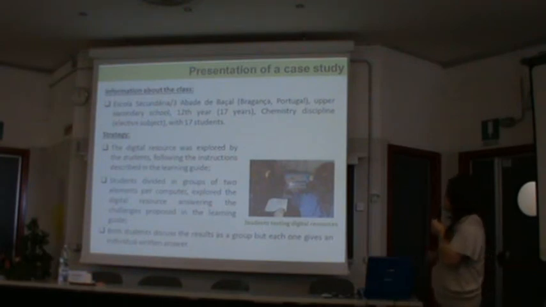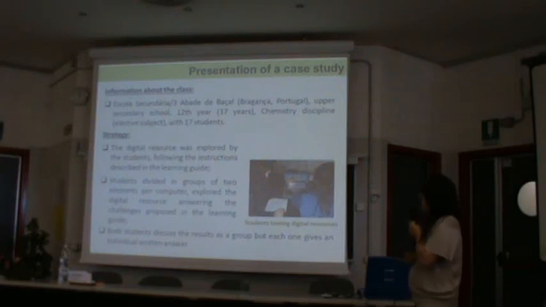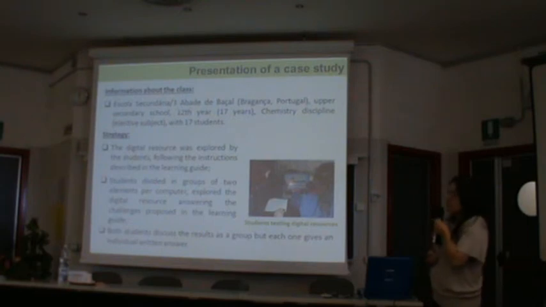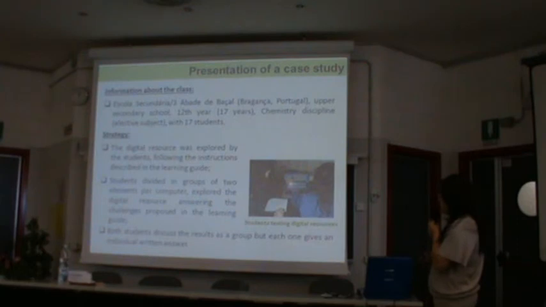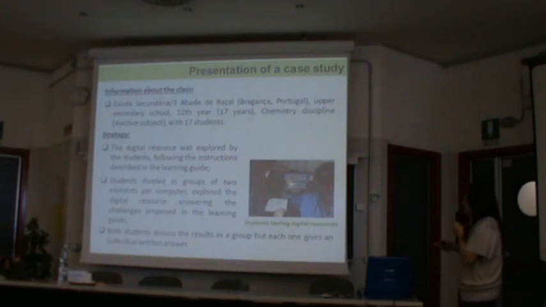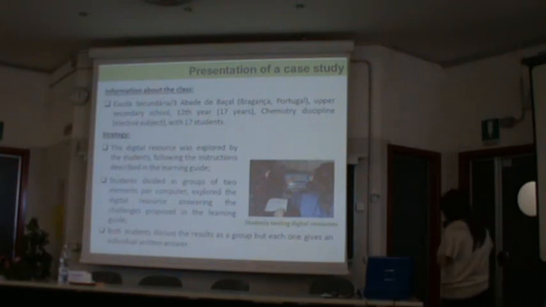So the strategy used was the following. The digital resource was explored by the students following the instructions described in the learning guide. Students were divided in groups of 2 elements per computer. This is very important because it's important to have two students so they share opinions, not only a student with one computer. So they have discussed the learning guide. They have studied it together, but at the end they have to produce their own individual report.